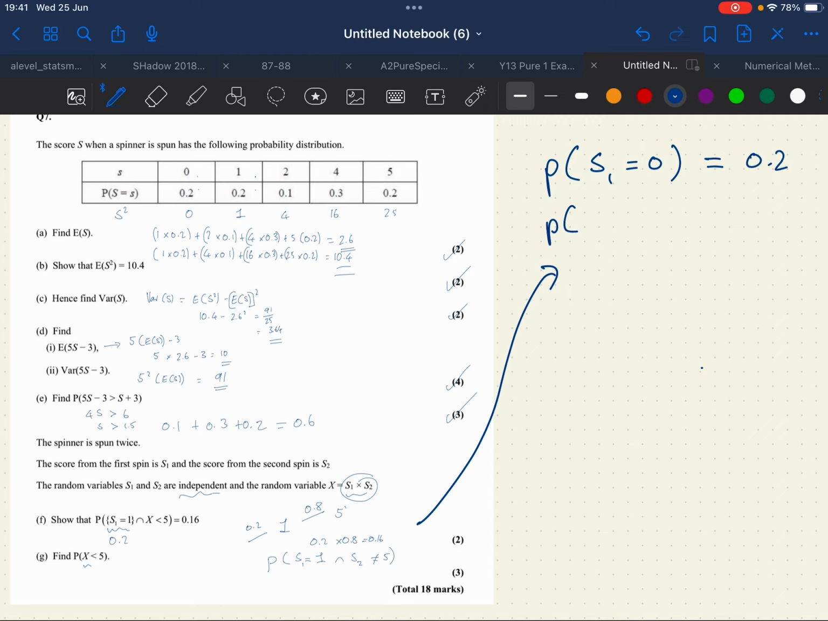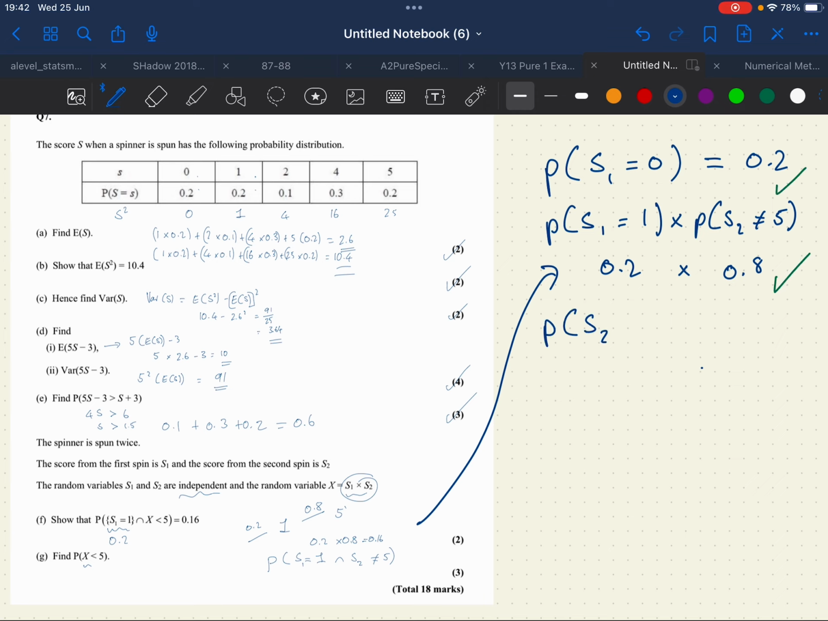So I want the probability that the first one is a 1 multiplied by the probability that the second one is what? It's not equal to 5. As long as it's not 5, I don't mind. So what's that? That's 0.2 times 0.8. We just did that, didn't we? Yeah, so I suppose it's meant to help us out, that idea. So we want that. What else do we want? There'll be a few more.